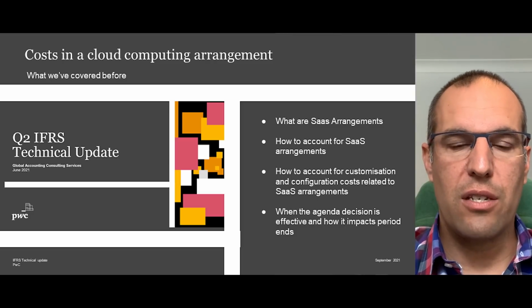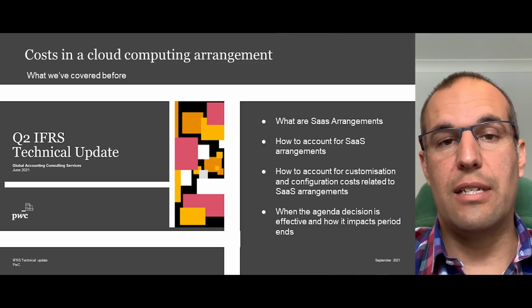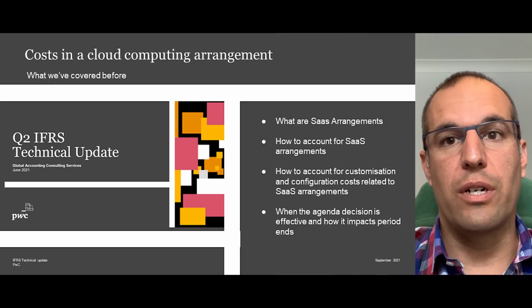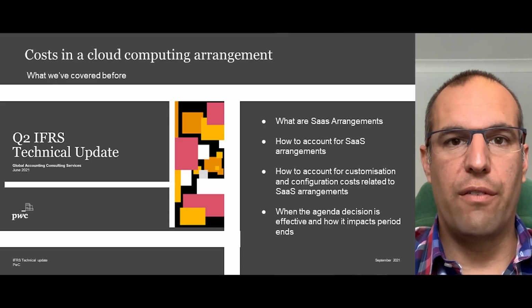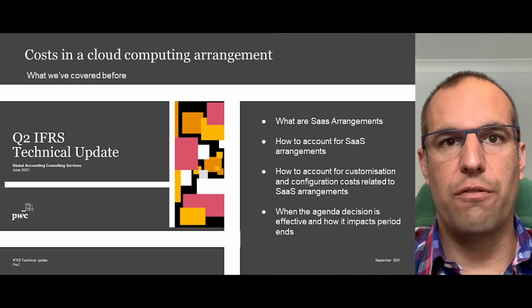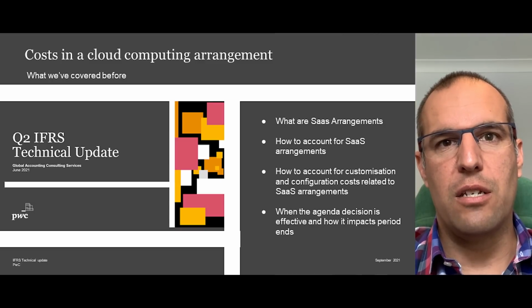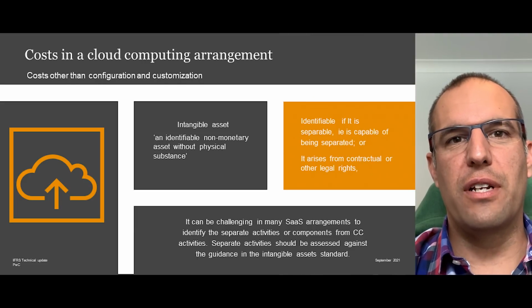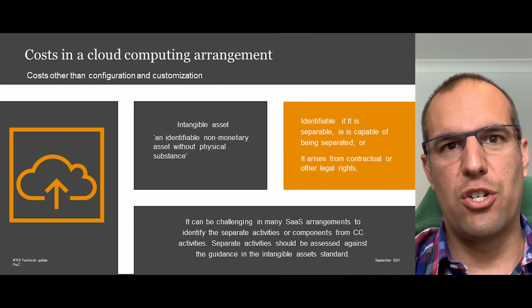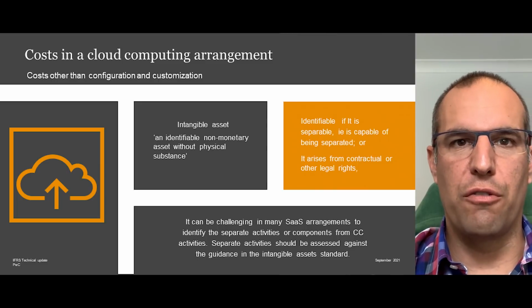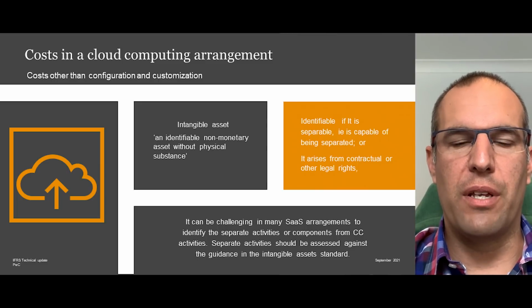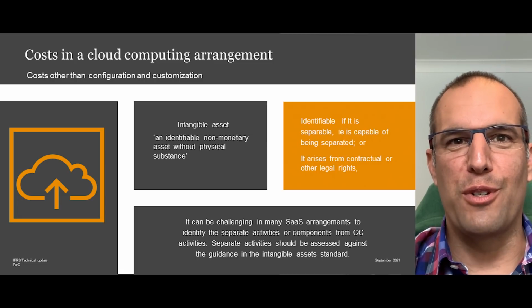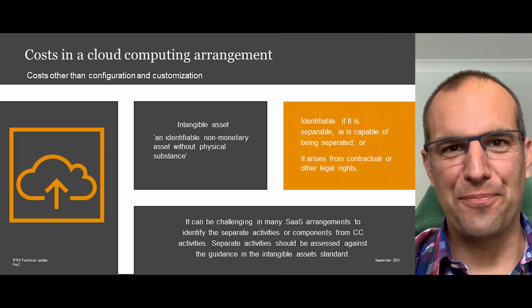And this also included cases where the upfront cost could result in an intangible asset or a prepayment or an expense. And finally, we also covered when the March 2021 agenda decision is effective and how that might impact entities' period-end financial reporting planning. Following on from these agenda decisions, we've been considering other costs associated with a SaaS implementation that might not be customization or configuration costs as they were defined by the IFRS Interpretations Committee when they looked at this. And as in previous webcasts, I'm going to refer to customization and configuration as CC costs. Just rolls off the tongue a little bit easier.